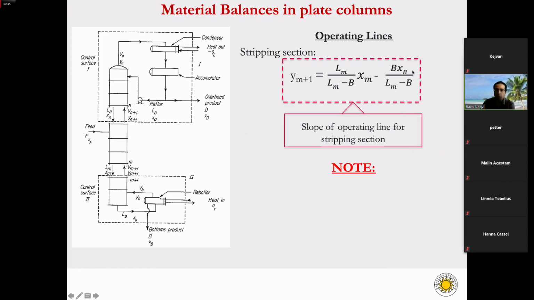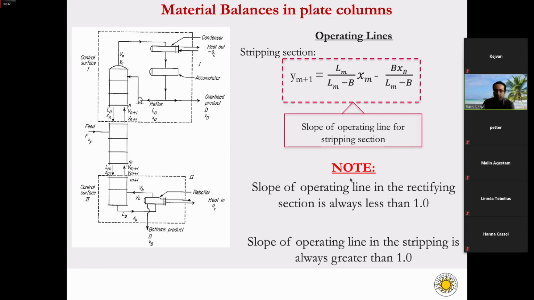It is very important that the slope of the operating line in the rectifying section will be less than 1, and the slope of the operating line for the stripping section is always greater than 1. So for the rectifying section it will be on the other side, and for the stripping section it will be on the positive side, more than 1. This just shows you how the slope of the operating line works for the rectifying section and for the stripping section.